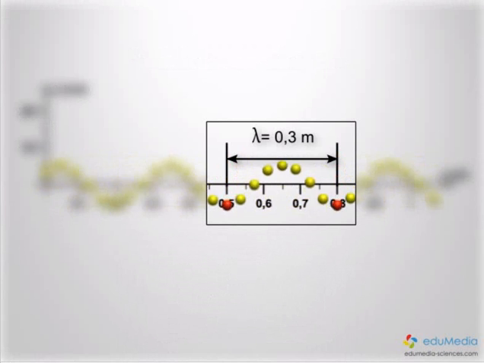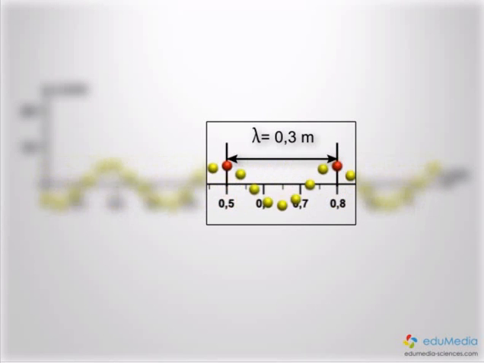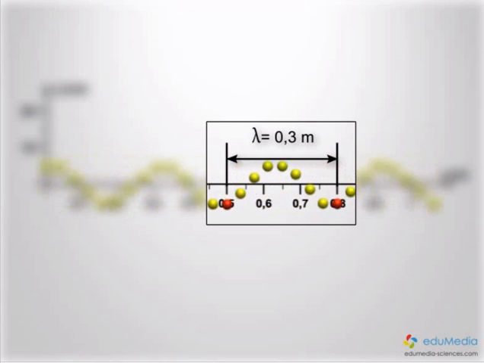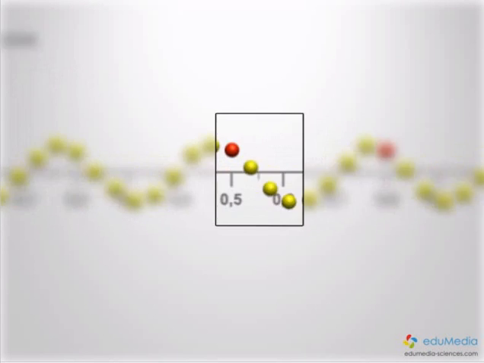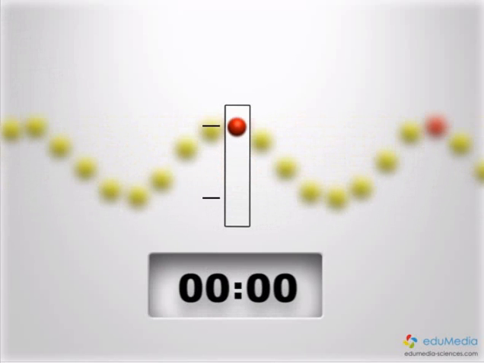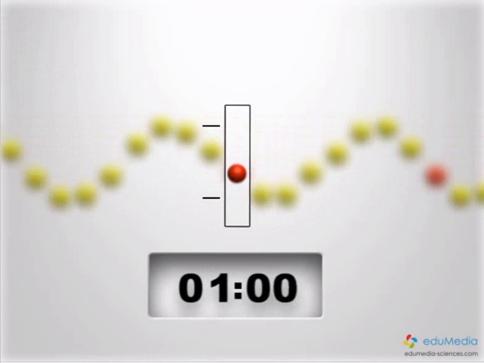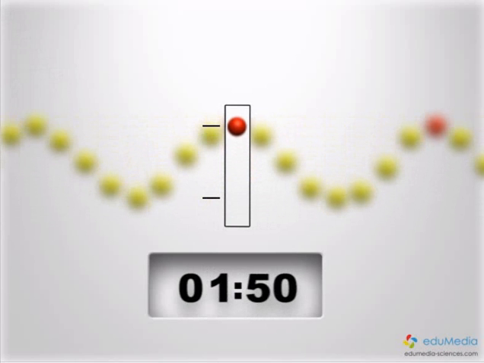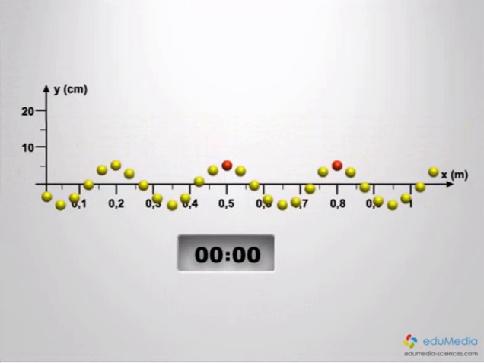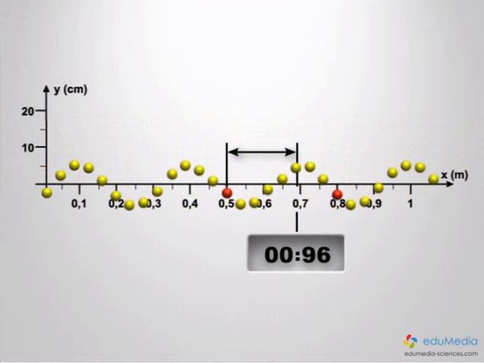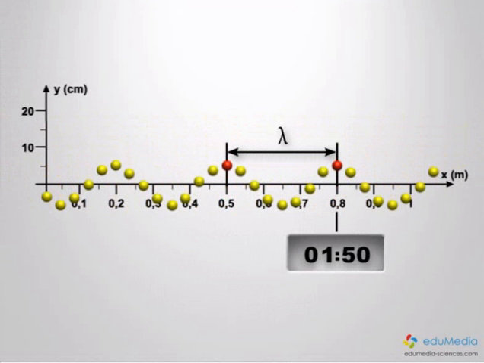We also observe that 2 points 1 wavelength apart vibrate in phase. To determine the period, we freeze x and watch the vibration of a single point. The time required for the red ball to complete 1 cycle is the period. Note that the period is also the time needed for the wave to travel the distance lambda.